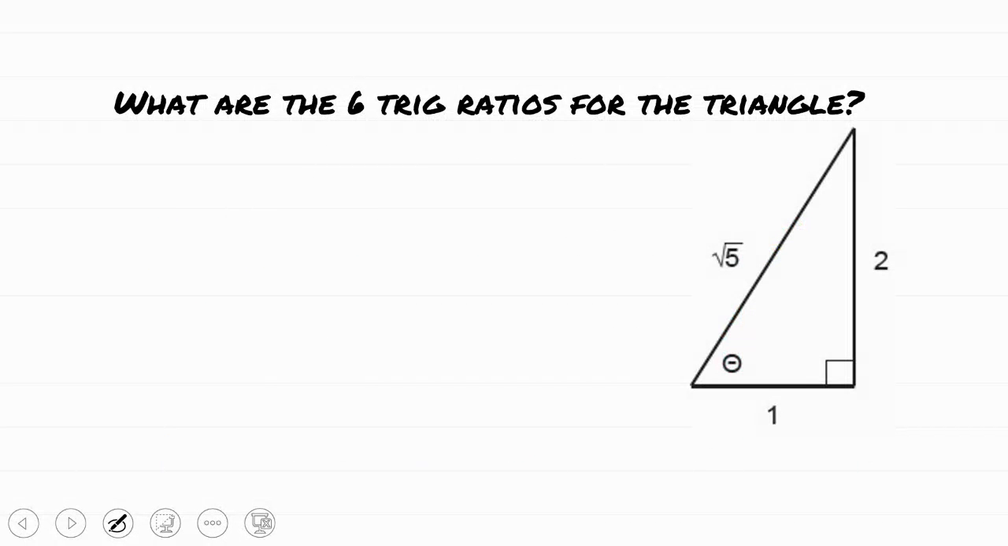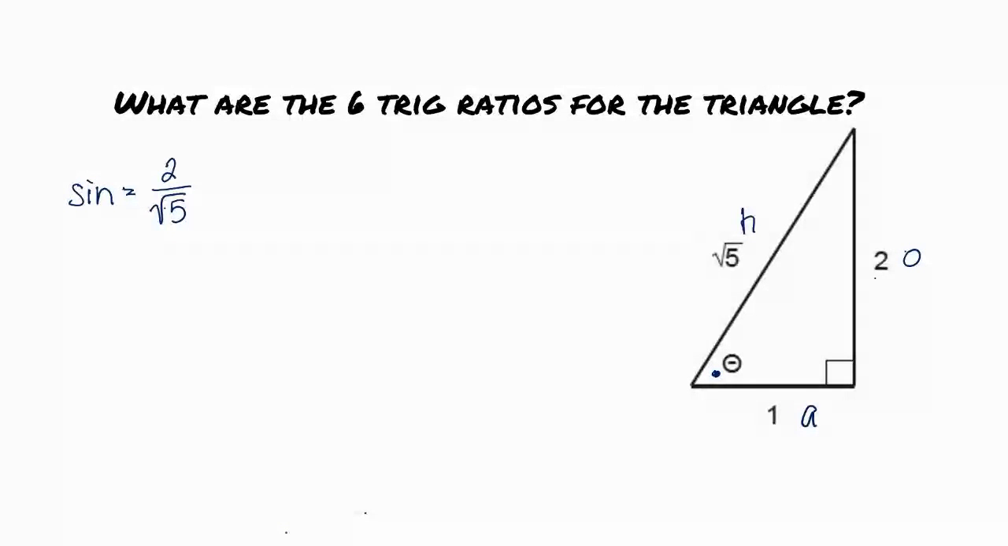So looking at this triangle, theta is in this bottom corner here. We want to know what are the 6 trig ratios. So let's start with the first one, sine. Sine is opposite over hypotenuse. And I like to go through and label them all. So opposite is 2, hypotenuse is square root of 5. Now, the one thing you have to remember is you cannot leave a radical in the denominator. We need to rationalize this, multiplying by square root of 5 over square root of 5, which gives us 2 square root of 5 over 5. That is the sine of theta.